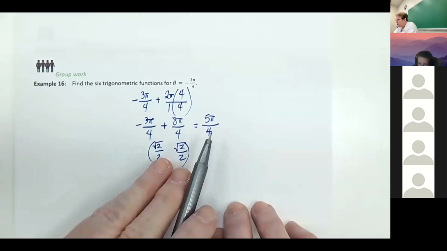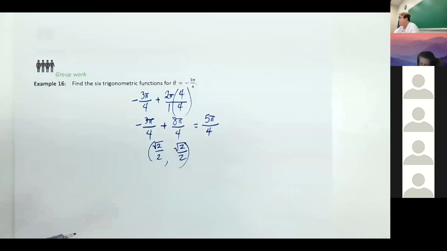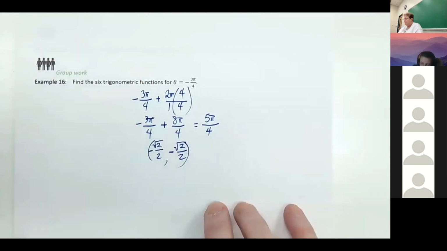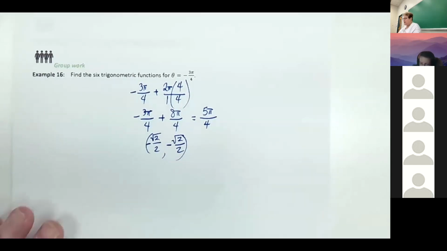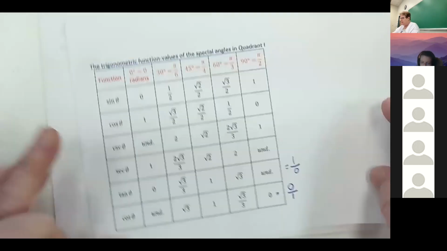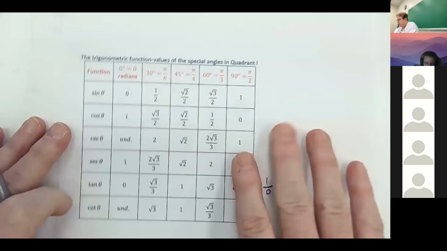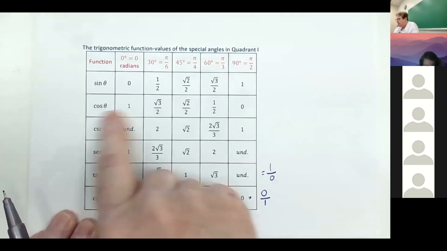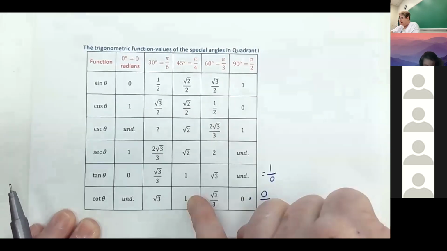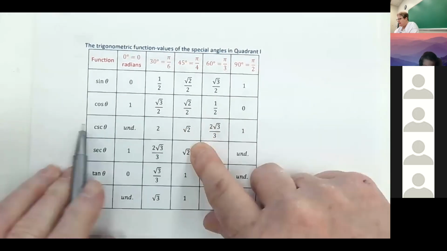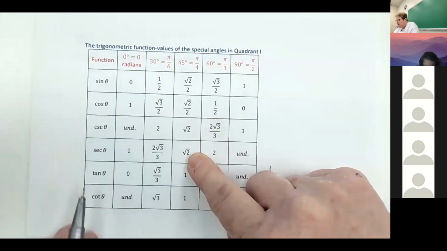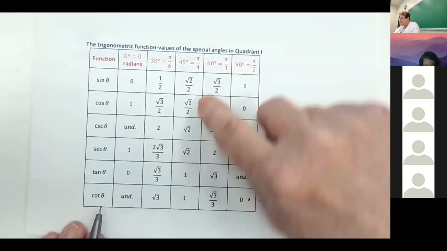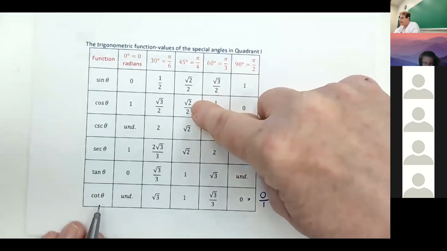So in the third quadrant, x and y are both negative. Good. So now we can use this chart to see all of the values. Since sine and cosine are both negative, the only thing that changes is that the cosecant and secant will be negative. The tangent and cotangent are going to be positive because we're dividing a negative by a negative.